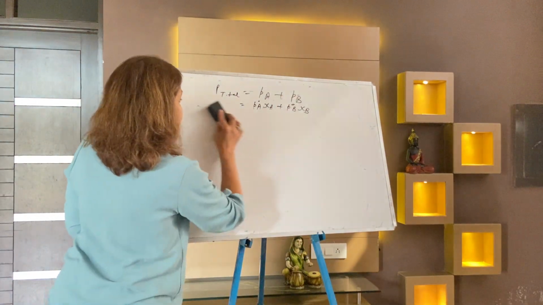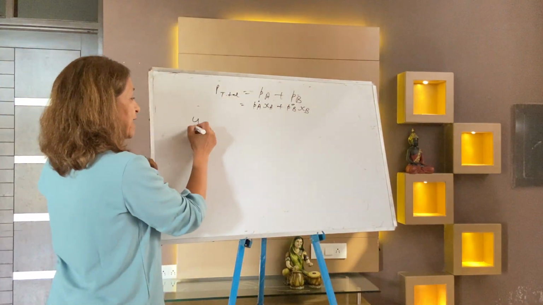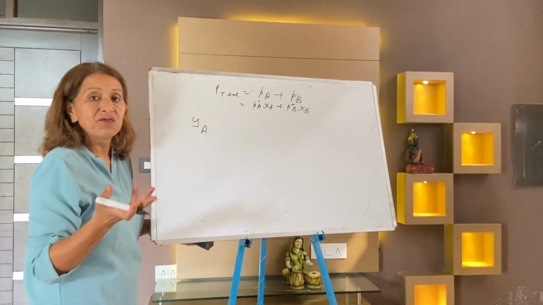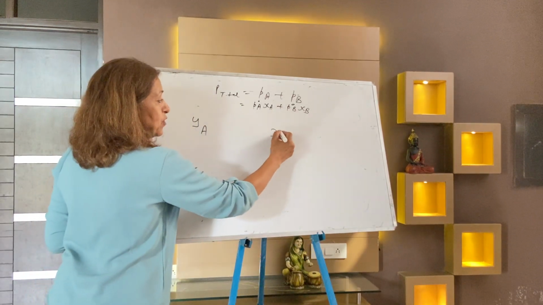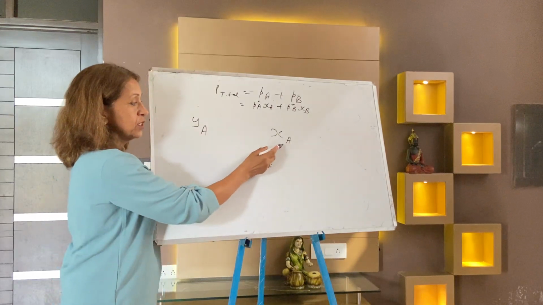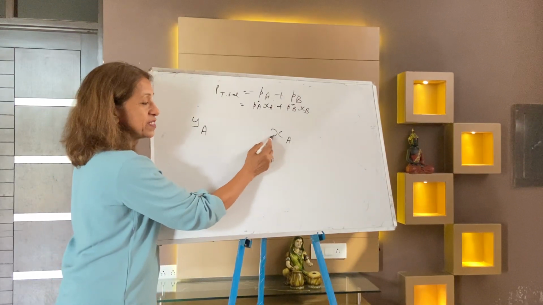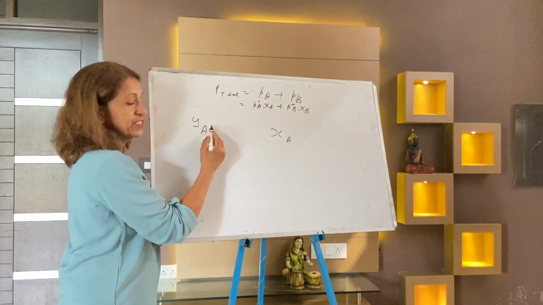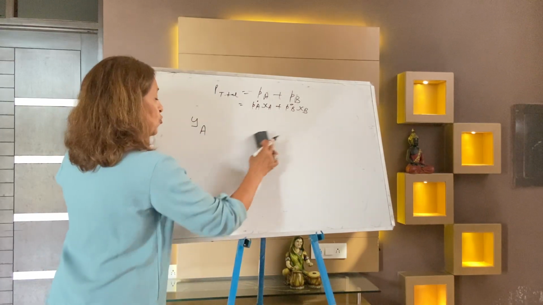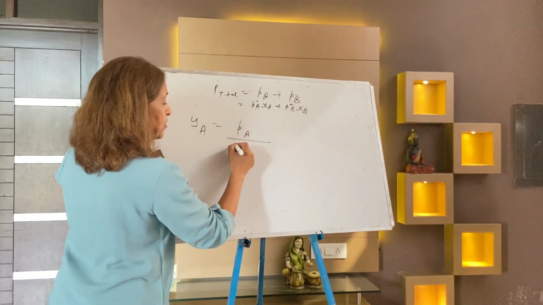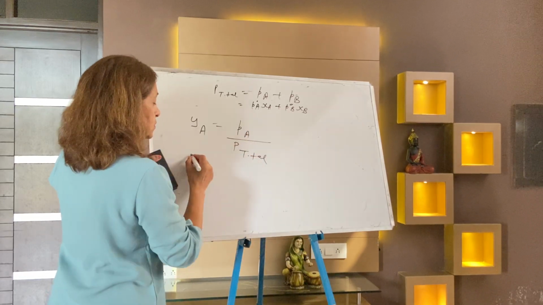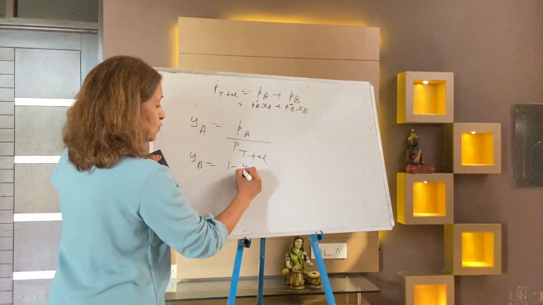After that, sometimes YA and YB also come. What is YA? It's the mole fraction. XA is also a mole fraction. The difference? XA is the mole fraction in the liquid phase, when the components are in the liquid phase. YA is the mole fraction of the vapor phase. So while calculating YA, always apply the formula partial pressure divided by total pressure, and YB is equal to 1 minus YA.